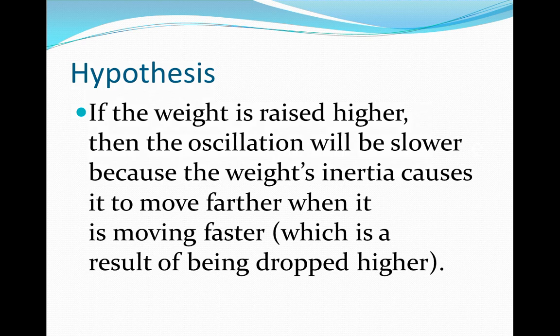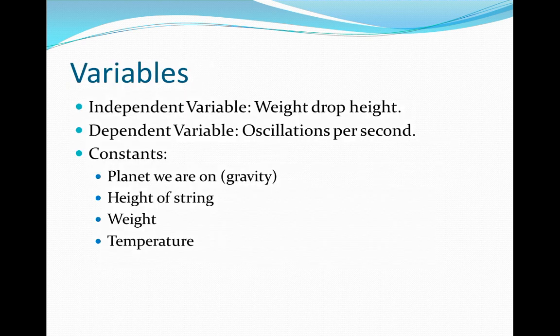Our hypothesis is if the weight is raised higher, then the oscillation will be slower because the weight's inertia causes it to move farther when it's moving faster, which is a result of being dropped higher. The variables are: the independent variable is the height at which the pendulum weight was dropped. The dependent variable is the amount of oscillations per second.